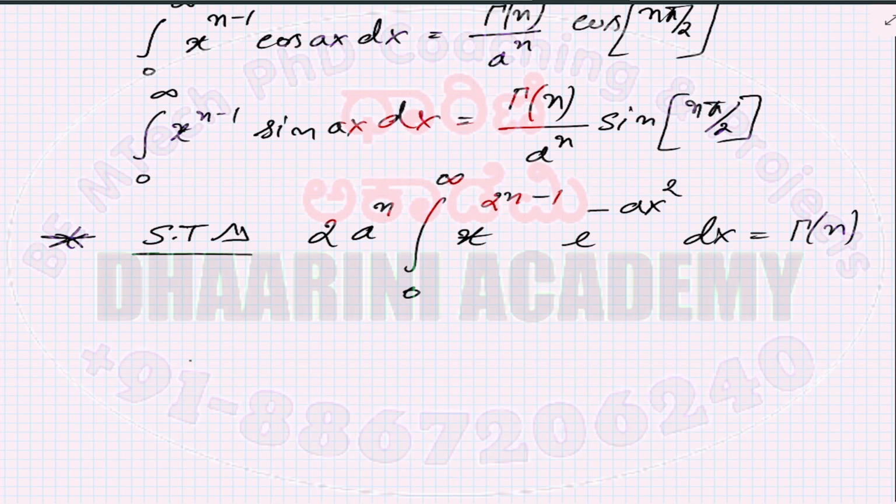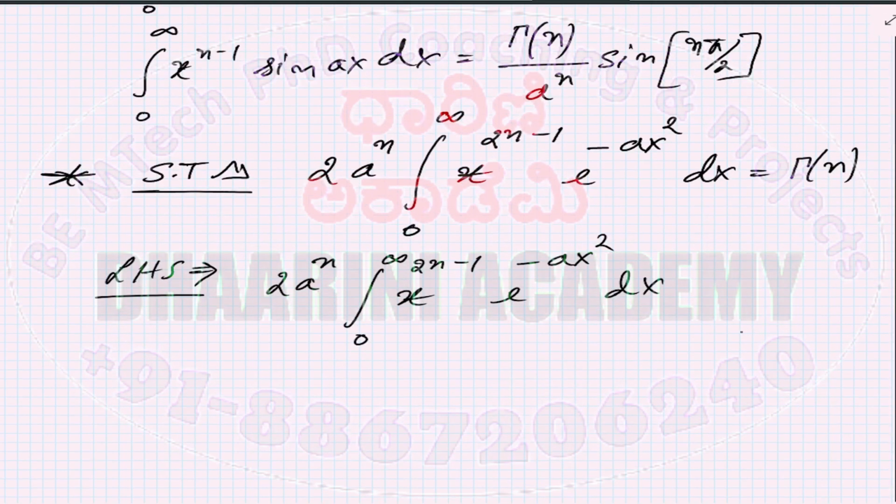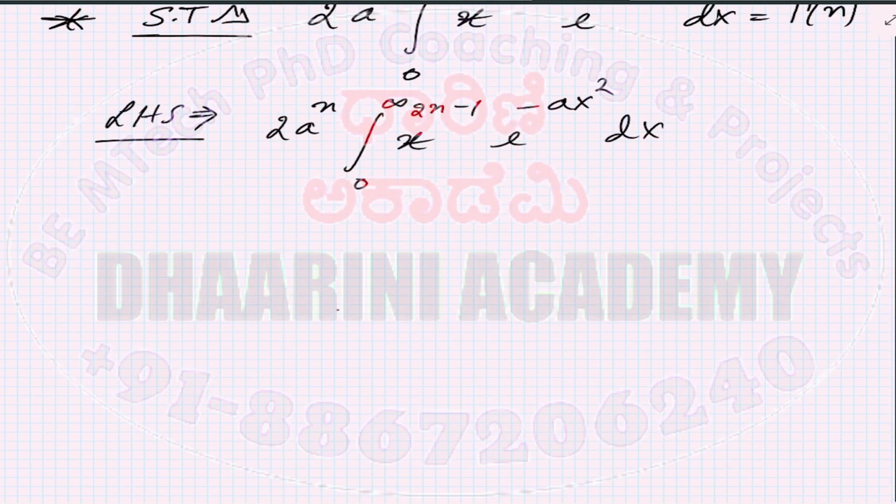All right, so let's start with the LHS. In the left hand side, that means I'm going to start with 2 times a to the n integral 0 to infinity x to the power 2n minus 1 e to the power minus ax square dx. This is my LHS. Definitely when we start with the integration, we need to make a substitution. Always remember, in every problem of this kind, whatever is the e to the power term you can see there, that itself you need to make a substitution. That's the trick here. Just understand that it will be easy for you.